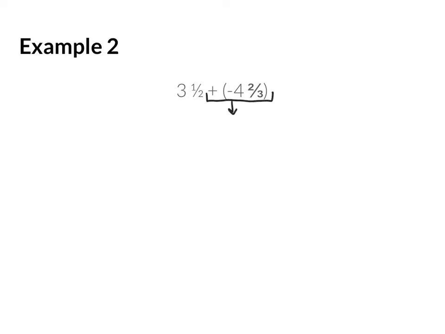For example 2, you'll notice that I have a double sign. So let's simplify that first. That gives me 3.5 minus 4 and 2/3. Let's estimate. 3.5, we're going to round to 4. 4 and 2/3, we're going to round to 5. And my estimation is going to give me about -1.